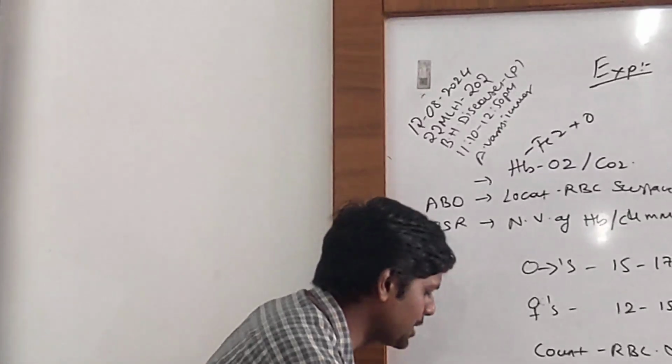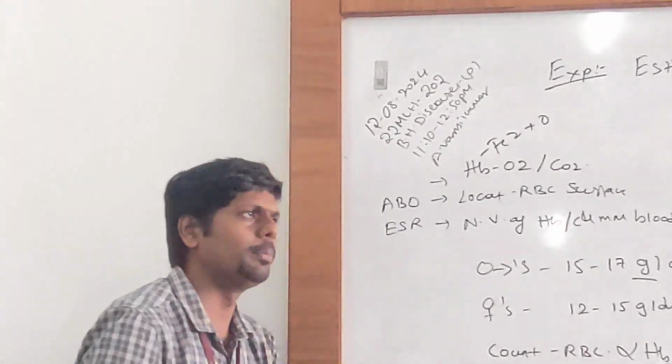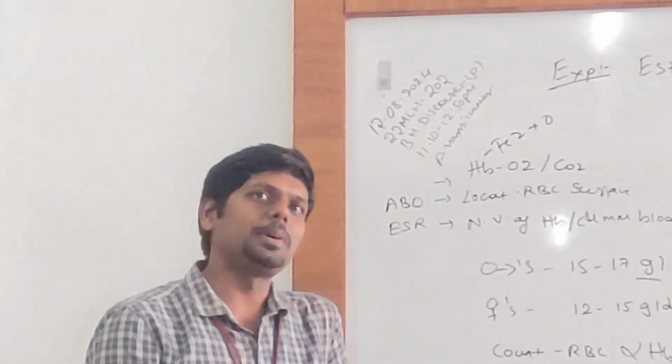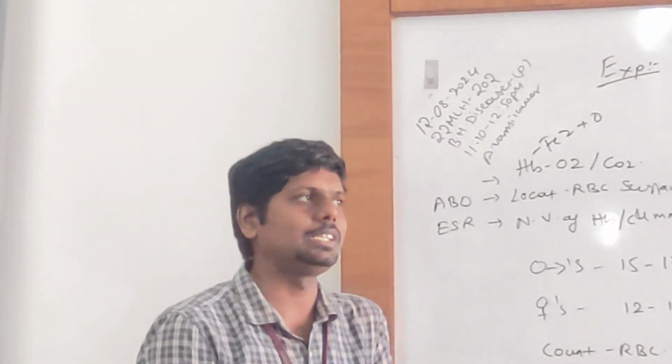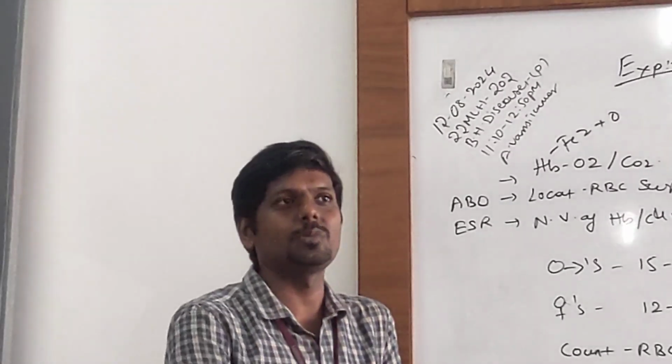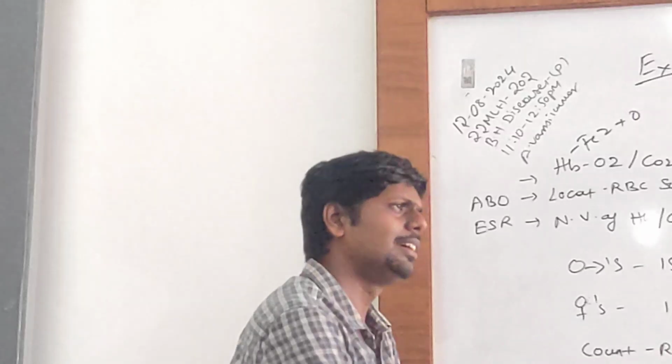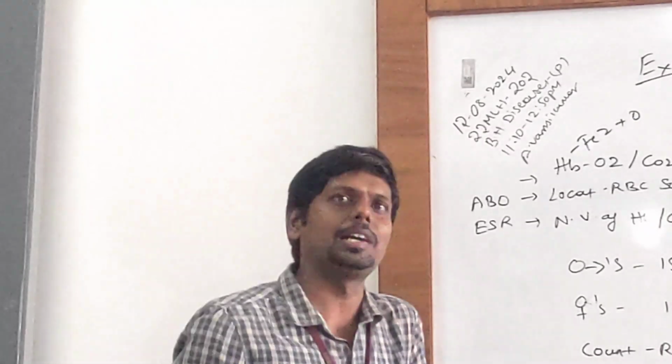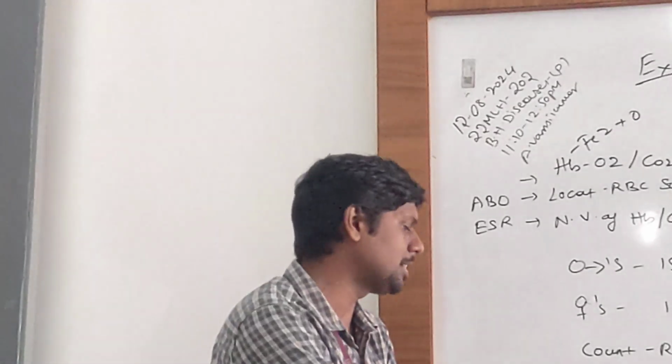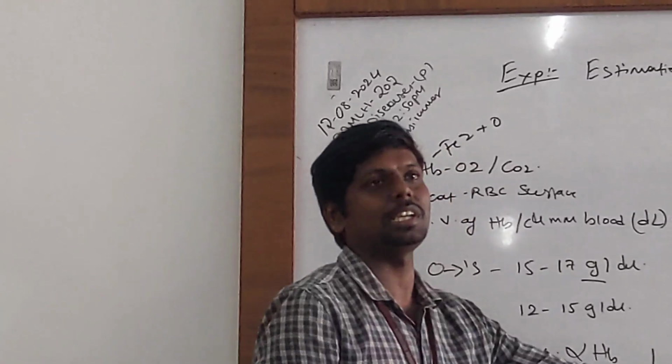HDN. Have you heard about HDN? Hemolytic disease of newborn. Just born babies will have jaundice. You might have heard it, right? Just born baby has jaundice. That is called HDN, where the mother's antibodies attack the baby's red blood cells. That leads to this condition. In that condition also, this can be seen.